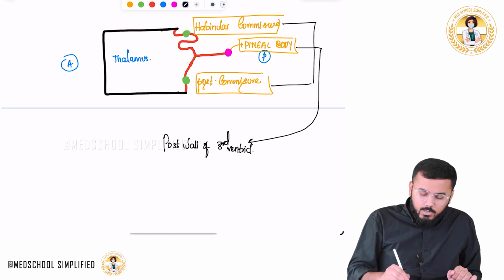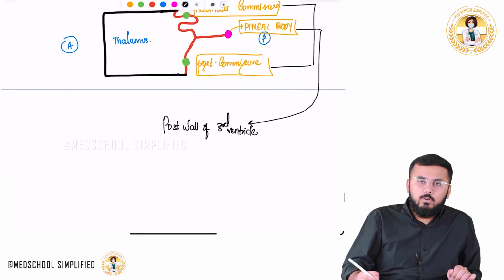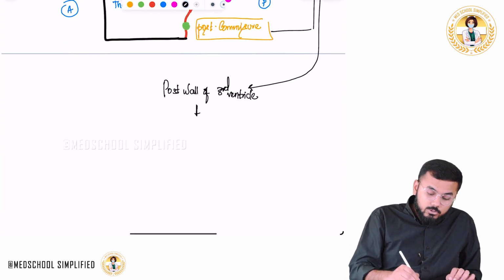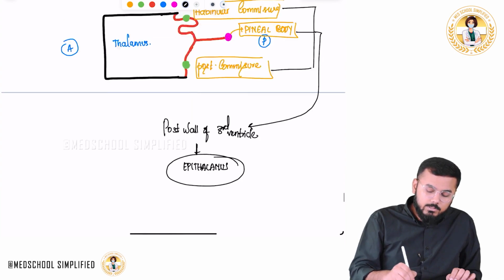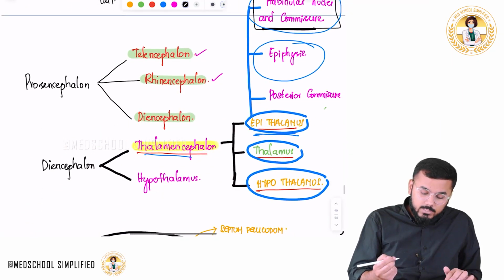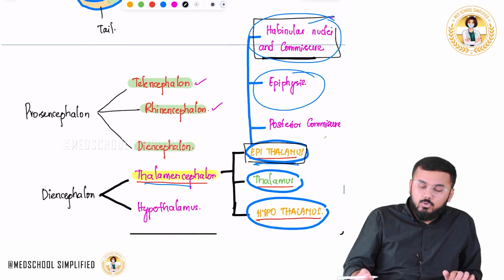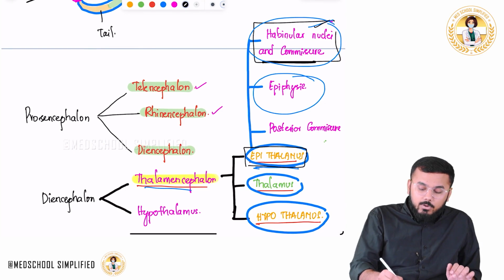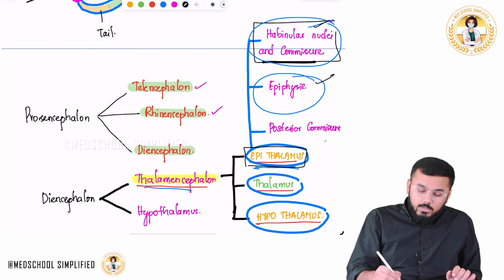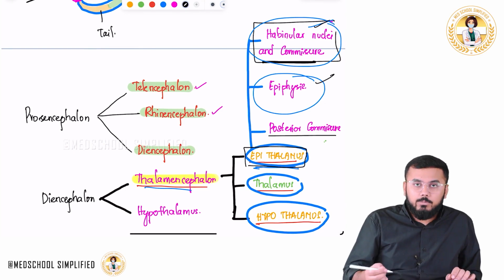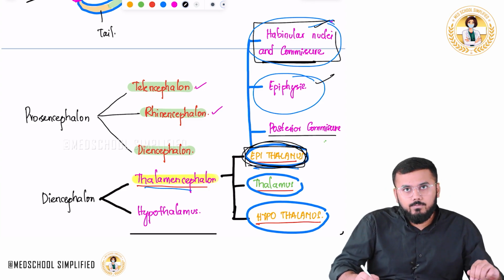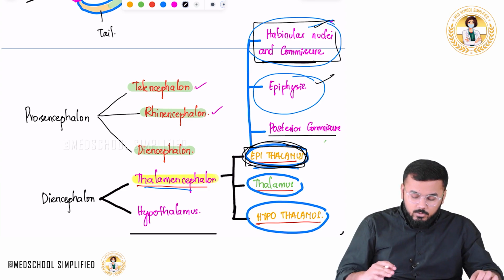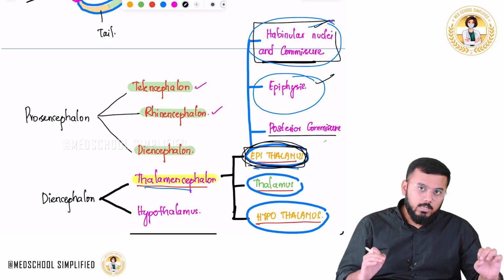Posterior wall of your third ventricle. Okay, so all these three structures together you call them as epithalamus. We were discussing epithalamus, right? So what is epithalamus? Habenular nuclei and commissure, epiphysis and posterior commissure. Three of them together you call it as epithalamus. This is all you need to know regarding the epithalamus.